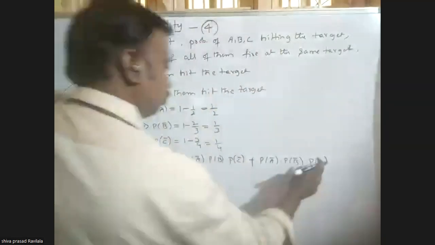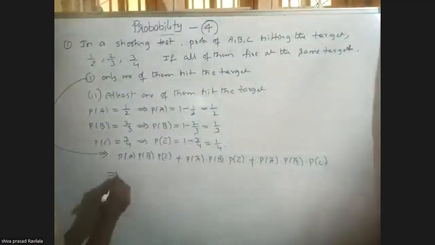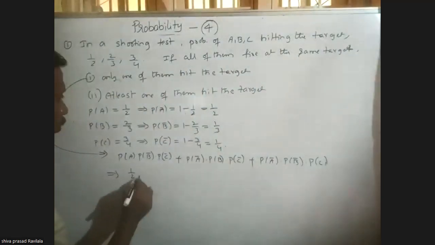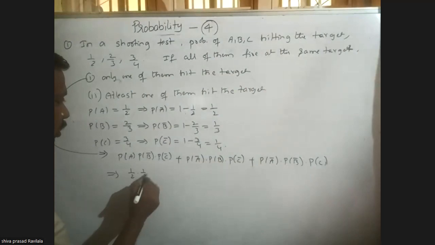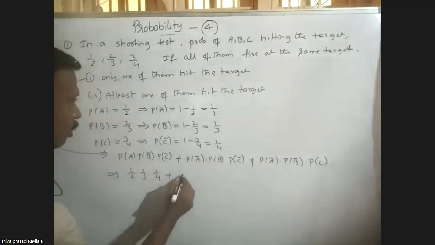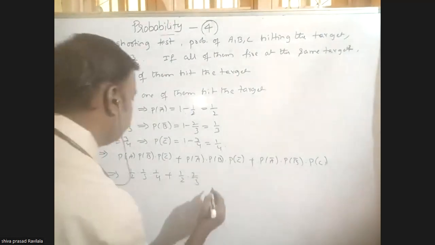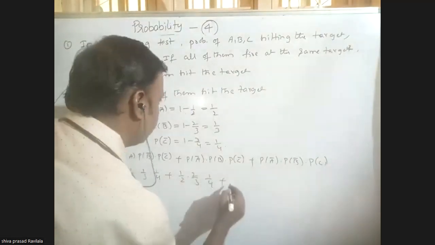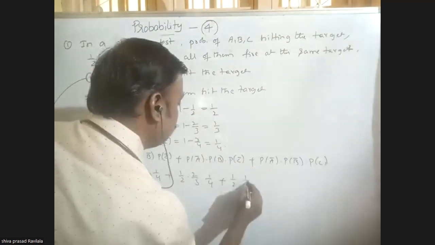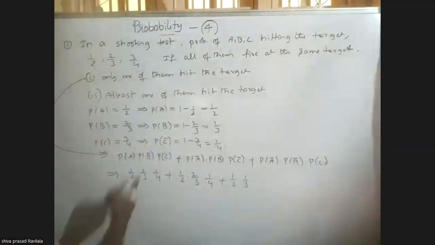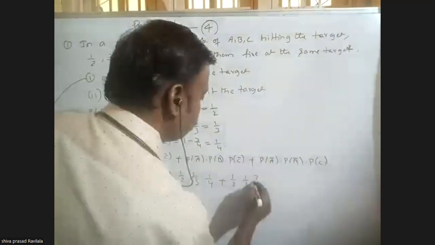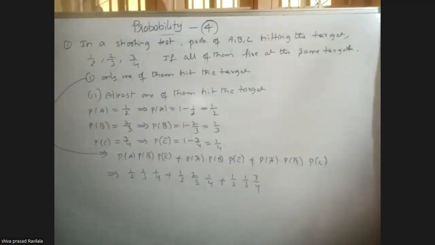Okay. And substitute all values here. Probability of A value 1/2 into B complement 1/3 into C complement 1/4. A complement 1/2, B 2/3 and C complement 1/4. A complement 1/2, B complement 1/3 and probability of C is equal to 3/4. Do the calculation, students. Only one of them hits the target, means remaining are fail.